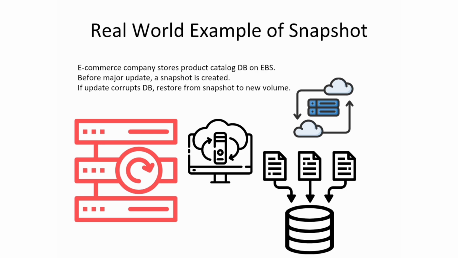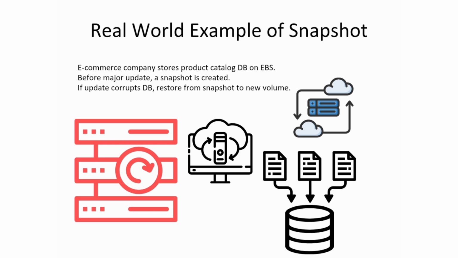Okay, and let's take another example. If an e-commerce company stores product catalogs in a database on EBS, before a major update they create a snapshot. If the update corrupts the database, they can roll back by creating a new EBS volume from the snapshot. Okay, that's it. This was the thing we have to see in a snapshot in a basic way.